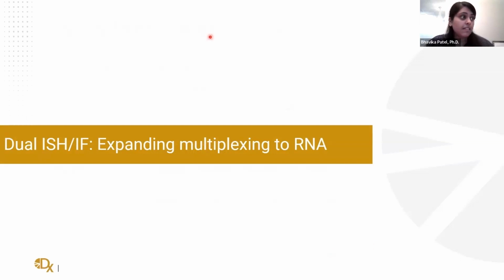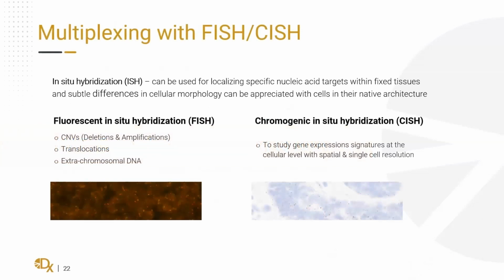Good morning, and as mentioned, I will be discussing the use of multiplexing with in situ hybridization, or ISH. Fluorescent and chromogenic ISH can be used for identifying specific nucleic acid targets. FISH can be used to identify copy number variations like deletions and amplifications. It can also identify translocations and extrachromosomal DNA. CISH can also be used to study gene expression signatures at the cellular level with spatial and single cell resolution.